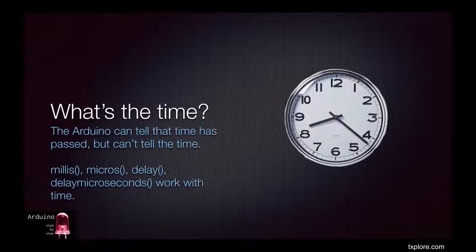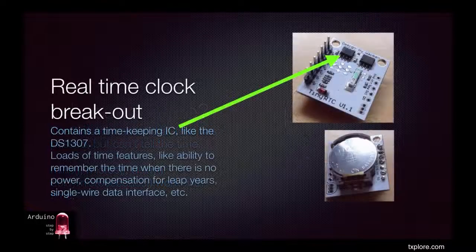Still, your sketch cannot ask the Arduino for the time. You could use an internet time server and poll it occasionally for the time, but this method requires internet connectivity, a dependency that may be overkill for some projects. A real-time clock breakout board is a PCB that contains a timekeeping integrated circuit. It's like the watch you wear on your wrist. You glance at it to get the time. The Arduino will be able to ask the real-time clock for the time too.